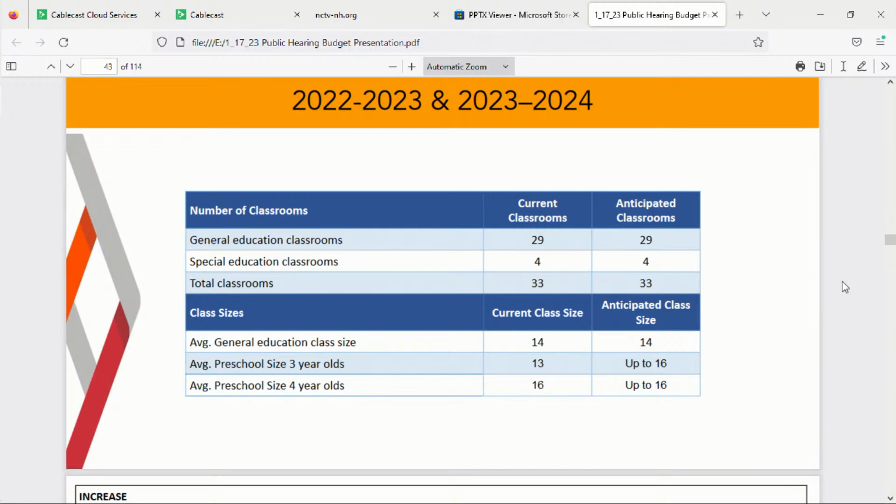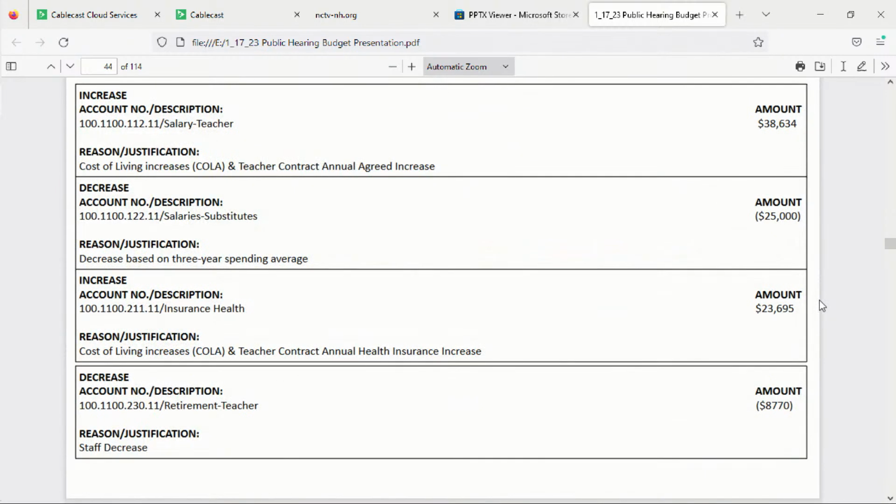And now we're going to go over the changes. The first one you'll see, due to cost of living and contract, is a $38,000 increase for salary teachers. Then we see a decrease in salaries for substitutes, a $25,000 decrease. It's based on a 3-year average. It would be nice to have substitutes to pay, but I think that reflects what the trend is for substitutes. Health insurance, we see it's an increase of $23,695 based on living increases in COLA, et cetera. And then retirement teachers down due to staff decrease by $87.70.